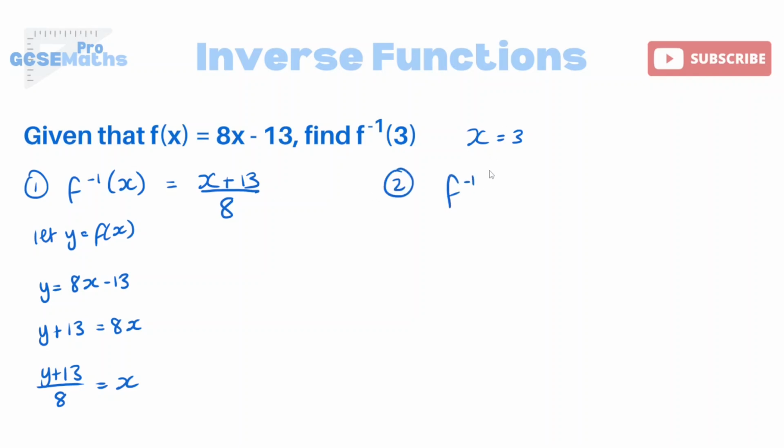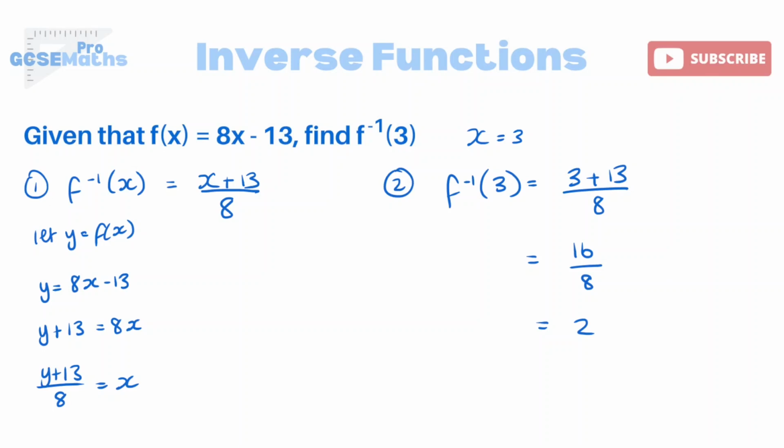And then as we said, let's do step 2 over here. Now I can substitute in the 3. So where x is, I'm going to put 3. So I've got (3 plus 13) over 8. And if it's a calculator test, just put that in your calculator. But if not, you can work it out. So 3 plus 13 is 16 over 8. Obviously, that's then 2, isn't it?